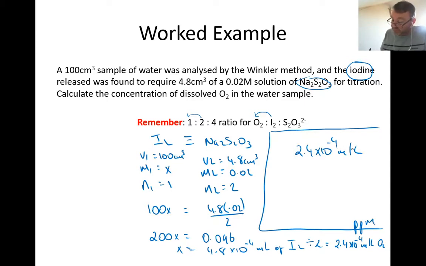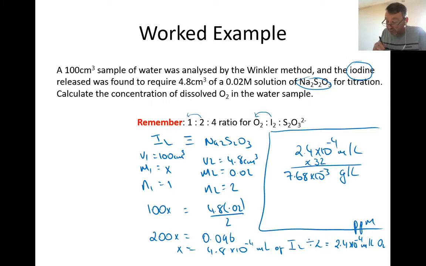So the first thing I've got to do, remember the parts per million is milligrams per litre. So the very first thing I'm going to do here is go to grams per litre through multiplication by the mass of oxygen, because it's oxygen we're looking at, which is O2, which is 32. So 2.4 by 10 to the power of minus 4 multiplied by 32 comes out as 7.68 by 10 to the power of minus 3 grams per litre.